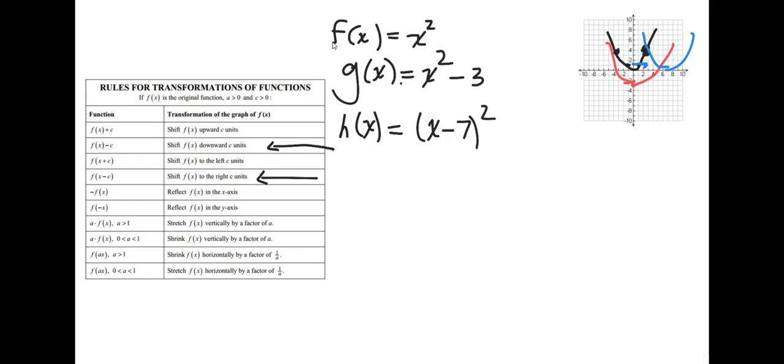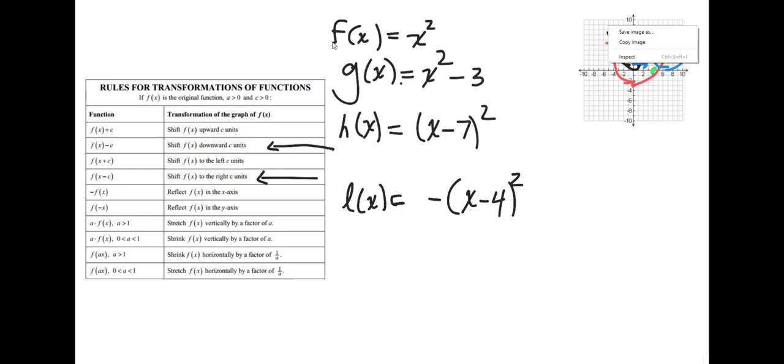If we had something like maybe, thinking of another letter, how about L of x? We had something maybe like with a negative out front, and then x minus 4 squared. Well, this once again would shift it 4 units to the right, but then what that negative is going to do is reflect it about the x-axis. So it's going to shift the black one, my original, to the right, but then it's going to flip it upside down, and that's what it means by reflecting about the x-axis.